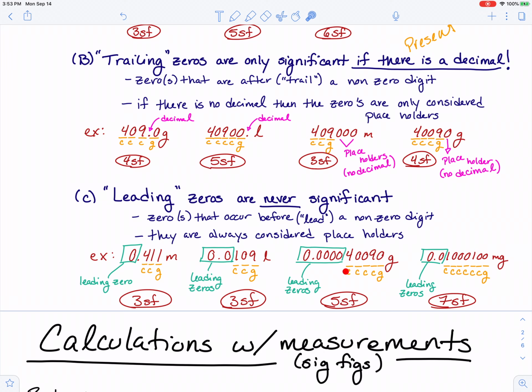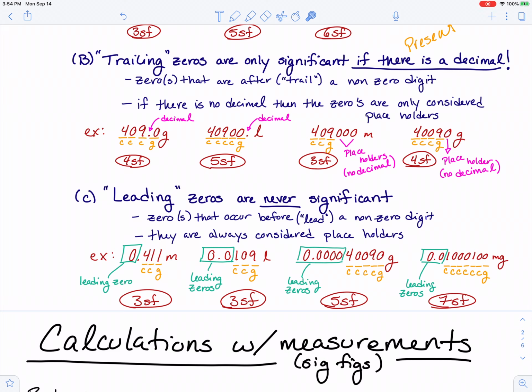4 is my first non-zero digit. Any 0 that comes before that 4 is considered a leading 0. Again, it doesn't matter where the decimal is. Leading zeros are zeros that happen in front of the number. So all of these zeros are considered leading zeros. None of them are significant. They are all placeholders, and so there's only 5 sig figs in this number. I've got the 4, I've got my 2 captive zeros, I've got my 9, and then this trailing zero is significant because there is a decimal present. So a decimal is present, so the trailing zero is significant.